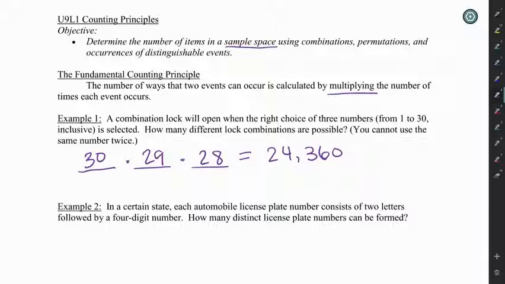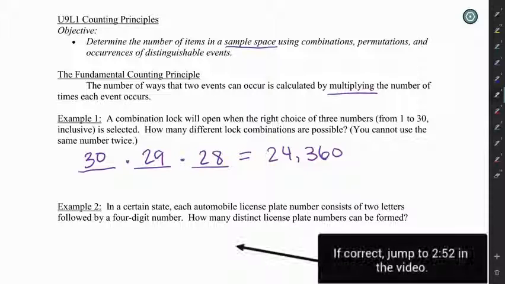What I would like you to do now is pause the video. I would like you to try example 2 on your own. When you resume the video, I will present you with the answer. If you have the correct answer, then you can skip ahead to the next problem. If not, watch the video and make sure that you have the understanding of how to find the correct answer.